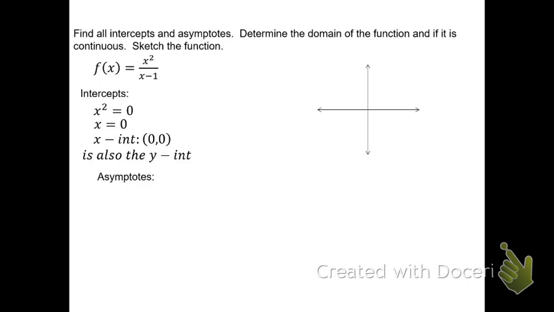All right, let's go to the asymptotes. From the denominator, x minus 1 equals 0, which means x equals 1. We have a vertical asymptote where x equals 1.